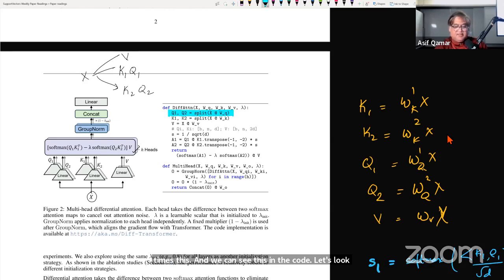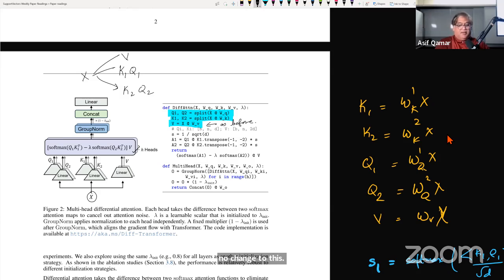This makes sense. So you have a WQ matrix, which is twice as long now, because it is going to produce 2 different Q1 and Q2s. That's why you have the split. And V remains the same. The V is the same as before. No change to this.